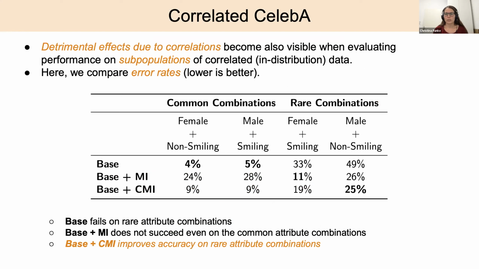And finally, I would like to show that one can see the negative effects from correlations already on the correlated in-distribution data. So here we evaluate the performance on subpopulations. The idea is that there are some combinations of attributes that are more common than others, and models that exploit these for prediction may treat rare combinations unfairly. And that's exactly what we observe for the base objective. It performs well on the common combinations, but fails on rare attribute combinations. Base plus MI doesn't even succeed on the common combinations, and base plus CMI performs well on the common combinations. But importantly, it also lowers the error rate on the rare combinations relative to the base model.